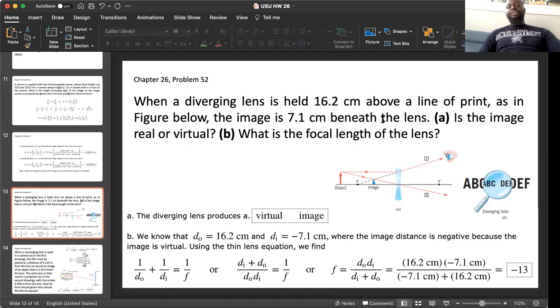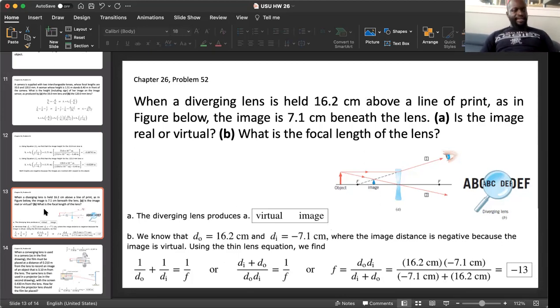Because it's formed 7.1 centimeters beneath the lens, the image is formed on the same side as the object. So it's a virtual image. The object is here, you are here, the image is also beneath the lens. So it's a virtual image. But it's a diverging lens, so you expect that your image distance will be negative. So from here, I use the mirror formula. I find my focal length to be that, and then I just put my values there, and it gives me minus 13 centimeters.